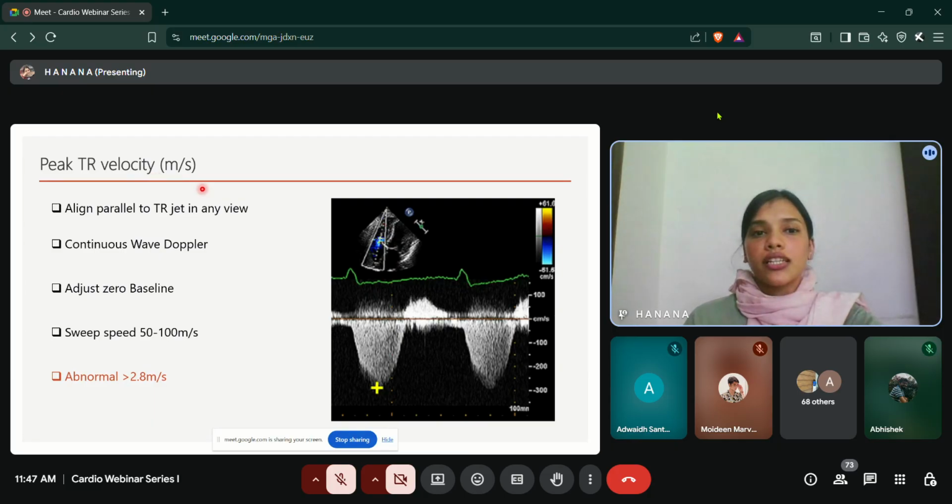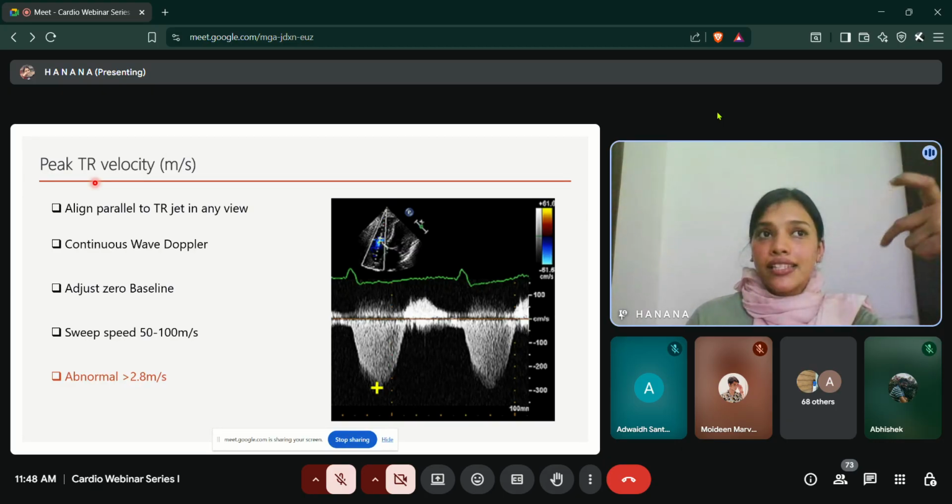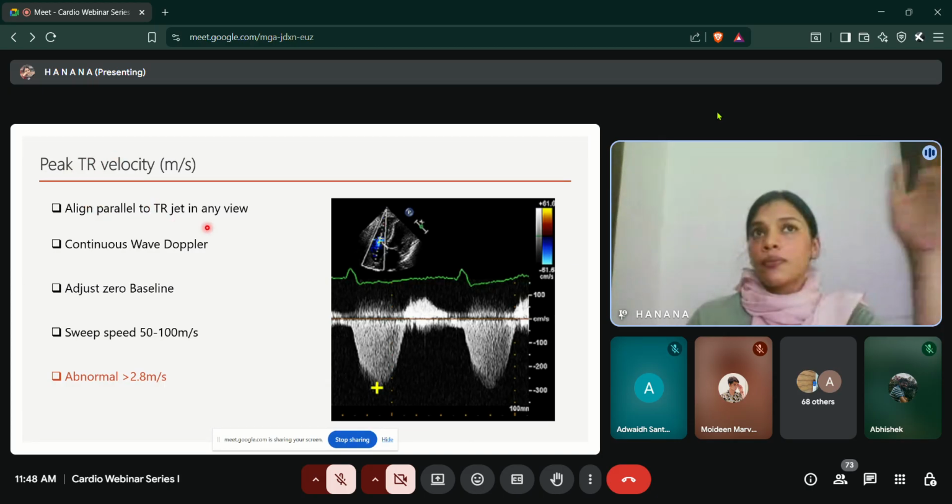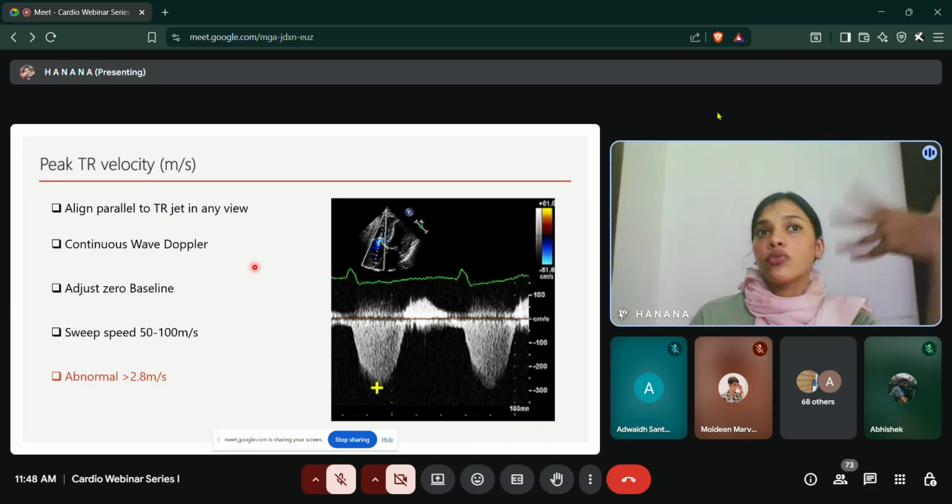Now the peak TR velocity. TR is also very important in case of diastolic function. As we know, from TR velocity we can calculate the right ventricular systolic pressure, which, in cases with no RVOT obstruction, reflects the pulmonary artery systolic pressure. In the beginning we already talked about how the left atrial pressure reflects back into the pulmonary circulation. Likewise, the TR velocity gives an idea about the diastolic function.